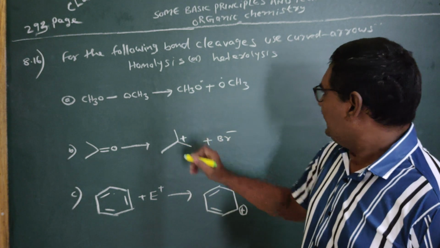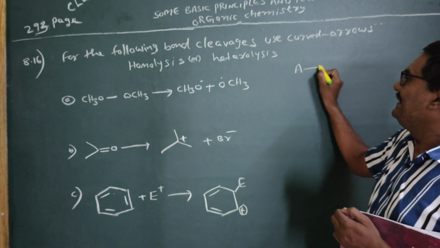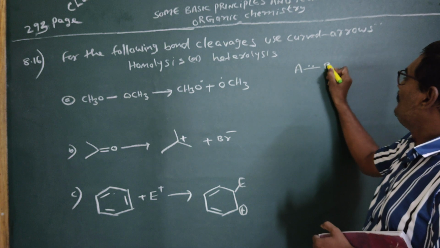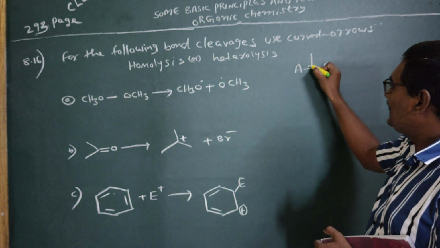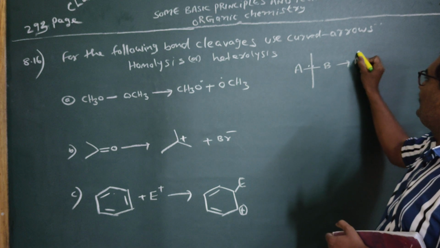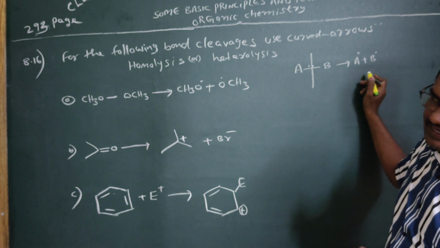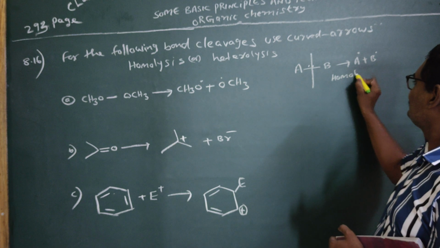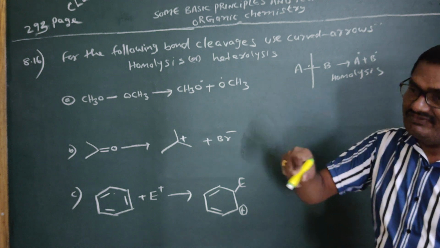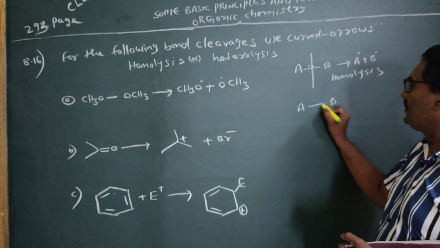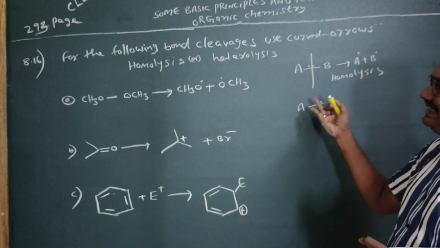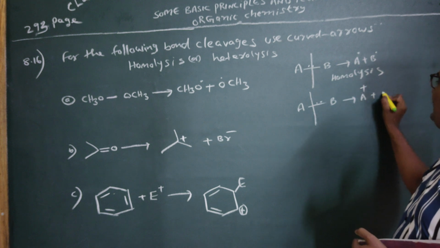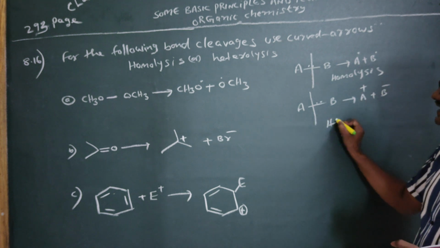Here, for example, A-B. A bond means 2 electrons. When the bond cleaves equally, then A free radical plus B free radical is obtained. It is called homolysis. Otherwise, if in the molecule AB the bond's 2 electrons are unequally shared, A plus and B minus are formed. So it is heterolysis.